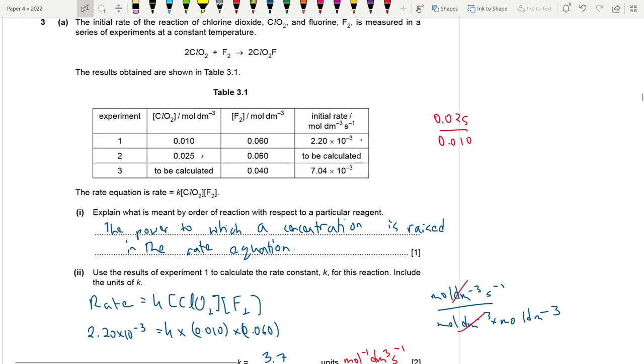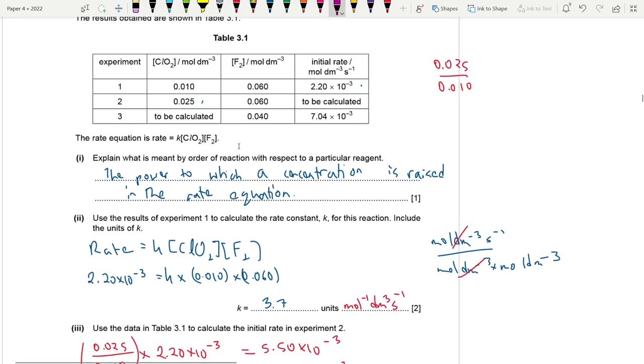So what is meant by order of the reaction? Order of reaction is the power to which a concentration is raised in the rate equation. This is a very common question. You need to memorize this. For example, if rate is equal to k[HCl]^2, this power is the order of the reaction, okay? Next.